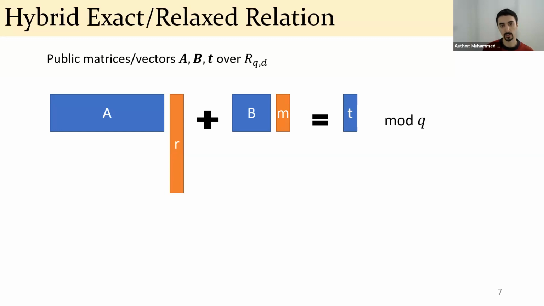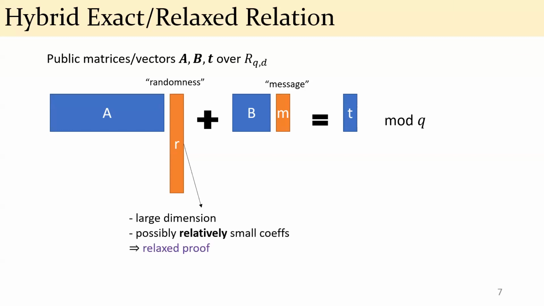And then we now want to prove A times R plus B times M is equal to T. For ease of reference, we are going to call R the randomness and M the message, but they do not necessarily need to be randomness or the message. The reason we call M the message is because it's going to be the message input for the exact proof part. And this R vector is going to be of large dimension, and we may possibly want R to have relatively small coefficients, which means that we can handle some relaxation here.